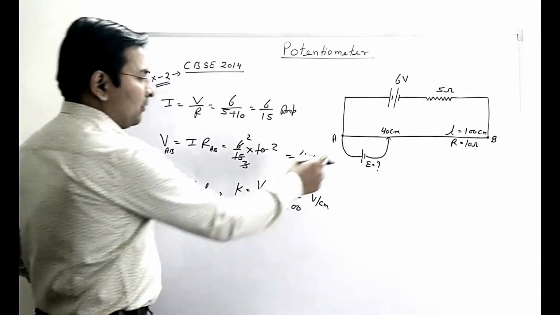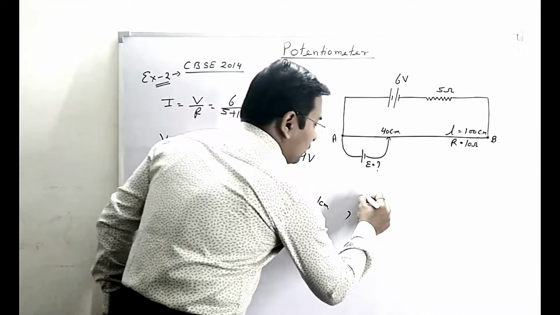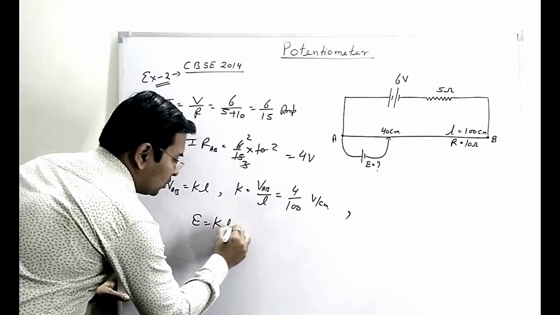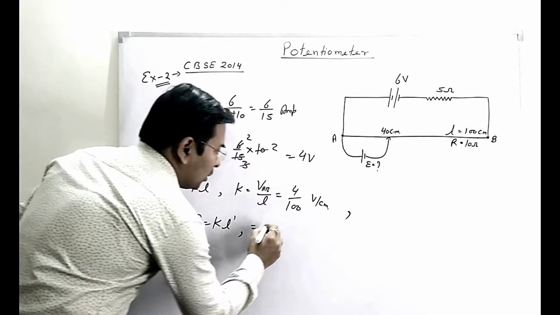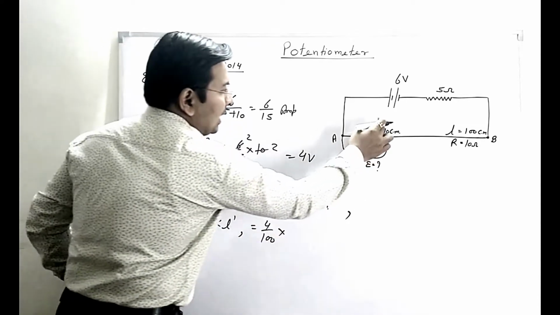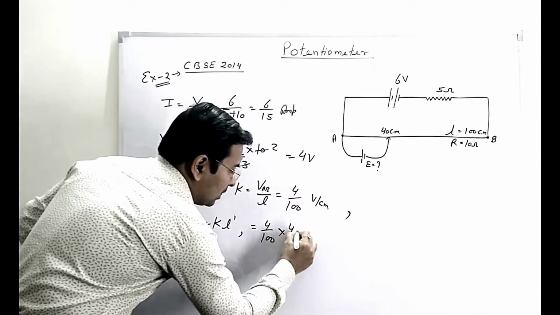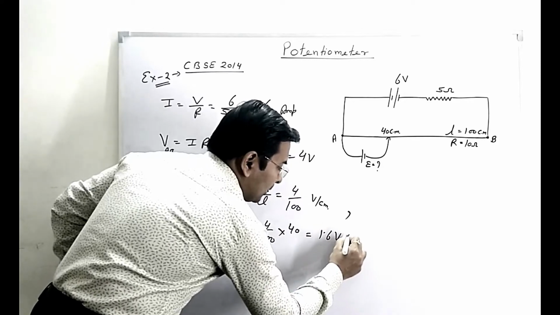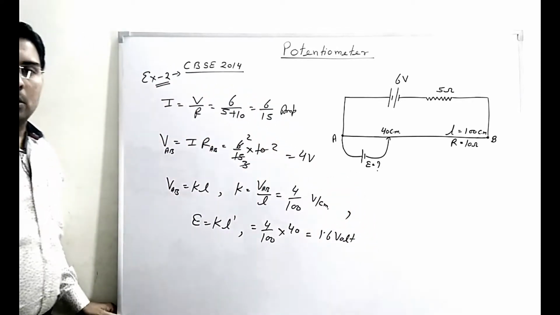Now easily we can find out the value of E from the formula E equals KL dash. Now the value of K is 4 upon 100 and the value of L dash, take this 40 centimeter null point length. So this answer will be 1.6 volt.